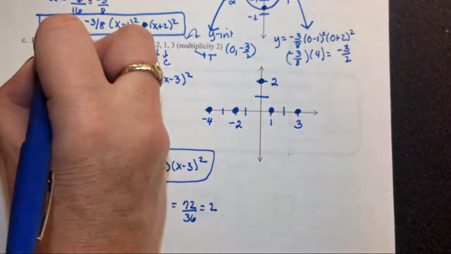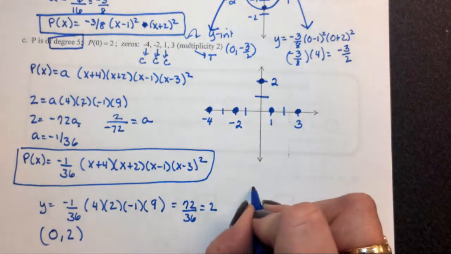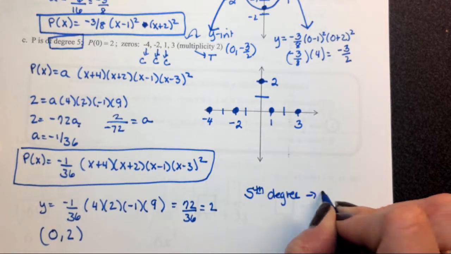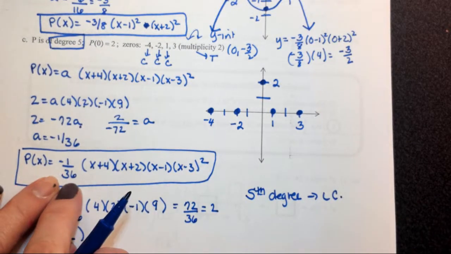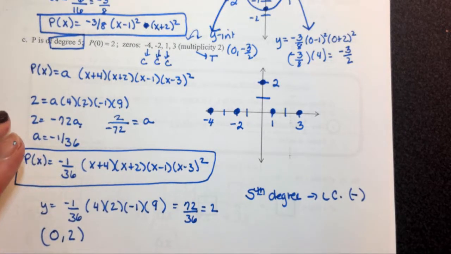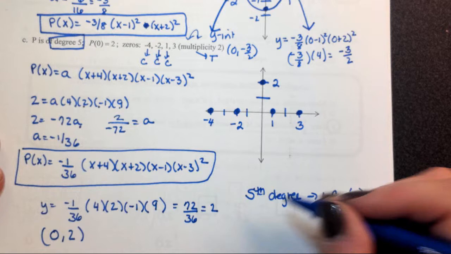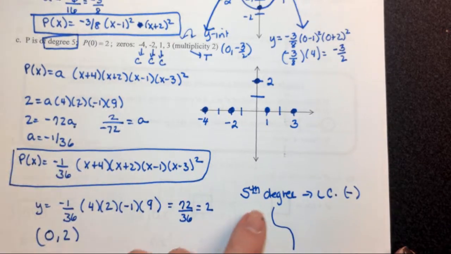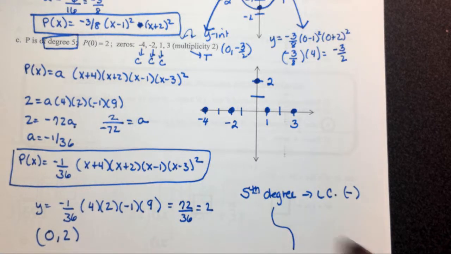So now, we have a fifth-degree polynomial. What's happening with the leading coefficient? Your leading coefficient is what? Positive or negative? Negative. So a fifth degree polynomial function with a negative leading coefficient, that's the end behavior. The left side goes up, the right side goes down. I always do this little sketch of those cubic functions just to help visually remind me of what it's going to look like.